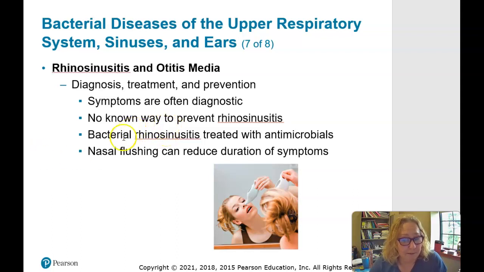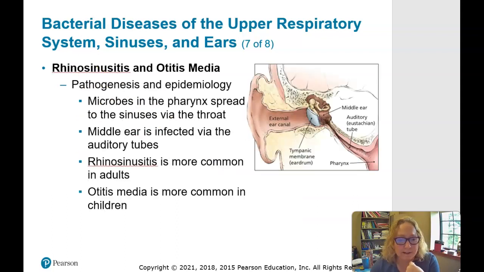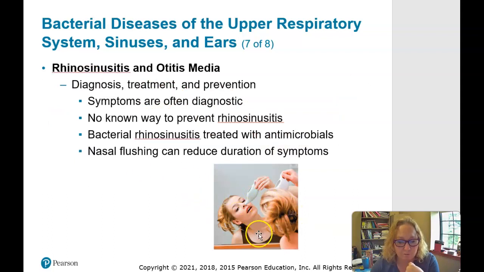One of the ways people will talk about rhinosinusitis is your nose, right? You have just a nasal infection, and nasal flushing can reduce the duration of the symptoms. It's a little bit disgusting, but it does help. Again, up here with the ear infection, we're draining it with a tube. Here, we're doing the same thing. We're just flushing it out so that it doesn't just sit there and multiply and get gross.